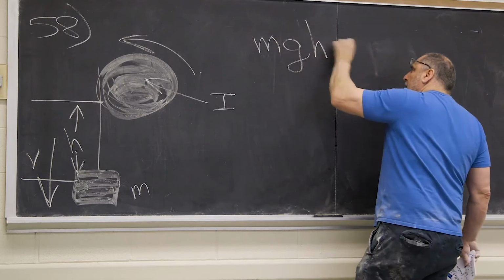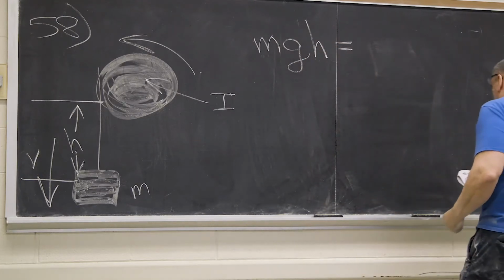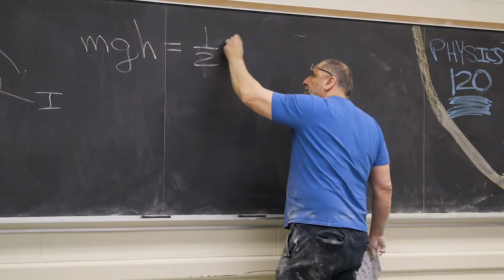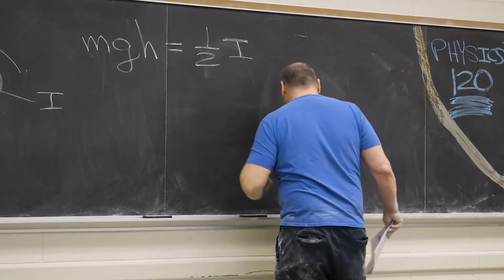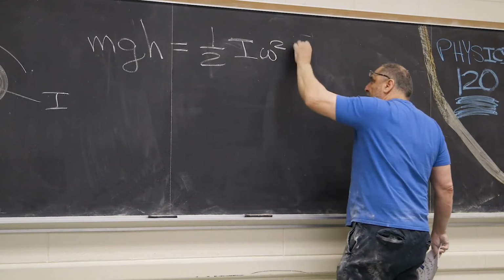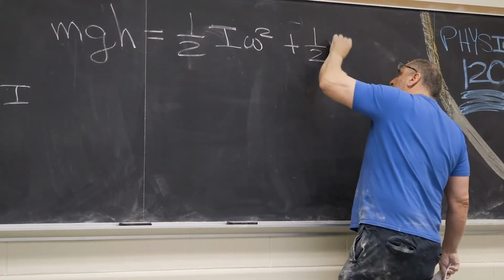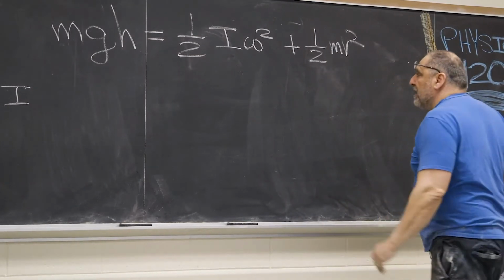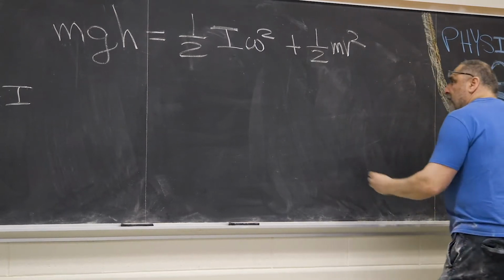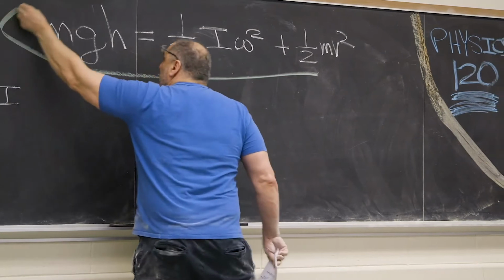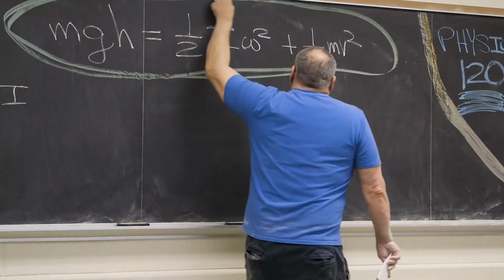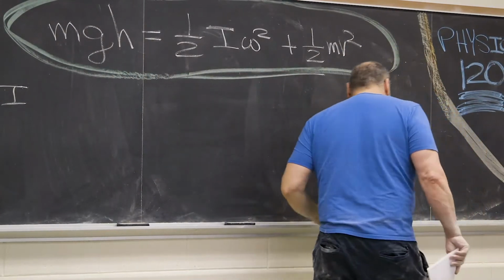So mgh, all of that fall went somewhere. It went into rotational kinetic energy, and it went into the kinetic energy of the fall itself. Both kinetic energies got to be taken into account. That's the real big one right there, guys. This is the key to the whole problem. There's some other stuff we got to do, but this is really the key right there.